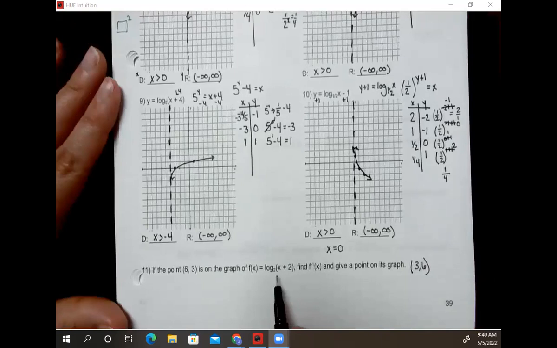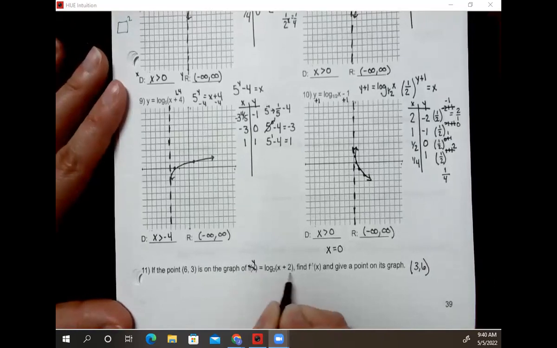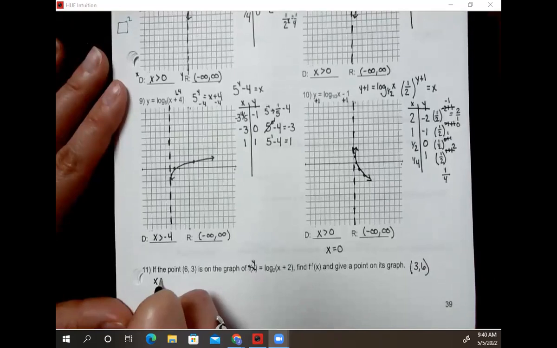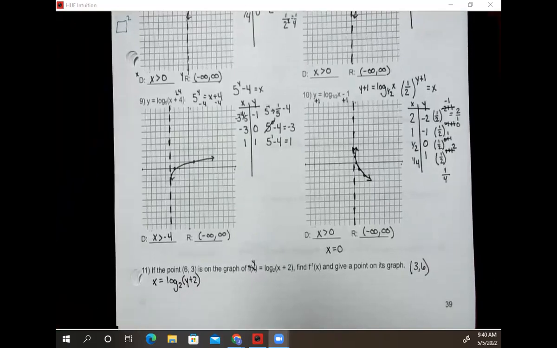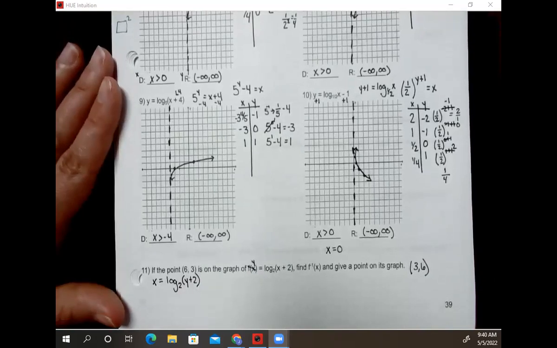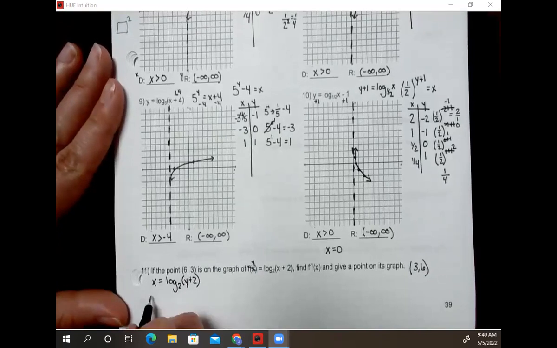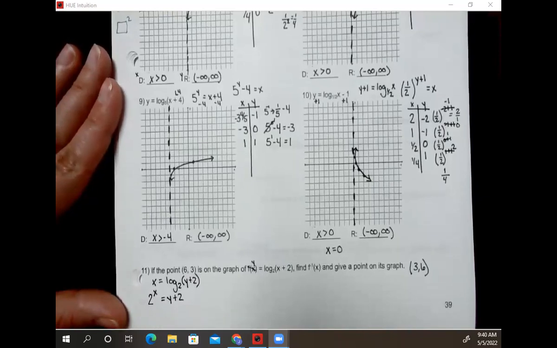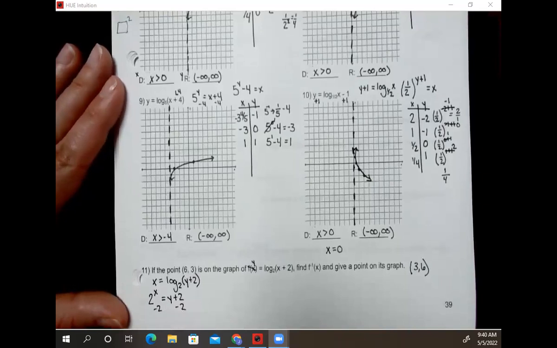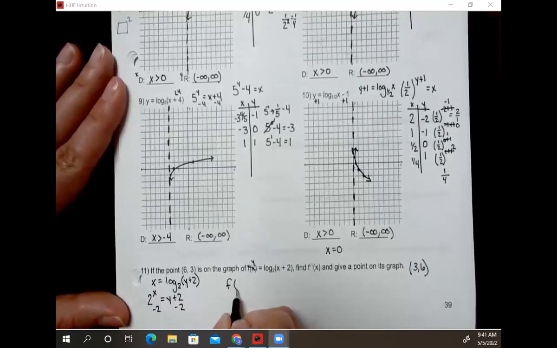And then if I actually want to find the inverse function, we're just going to switch x and y from the original. So I would have x equals log base 2 of y plus 2. And we'll rewrite this to get y by itself. Since I've got the log by itself over here, we can go ahead and swap it to the exponential form right now. So this would be 2 to the x equals y plus 2. And then my last step to get y by itself would be to subtract 2 from both sides. So for my inverse function, f inverse of x, I would have 2 to the x minus 2.